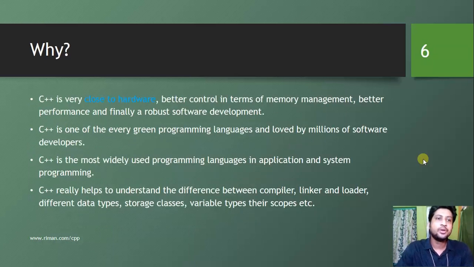So why are we going to use C++? As I said, C++ is a middle level language. It is very close to hardware. That's why it can give better control in memory management, performance, and process management as well. It is very useful for robust software development. C++ is the most widely used programming language in applications and system programming. It helps us in various ways to understand the differences between compiler, linker, loader, different data types, storage classes, and variable types and their scopes. So that's why C++ is very popular, and we should learn how to program using C++ as a computer programmer.